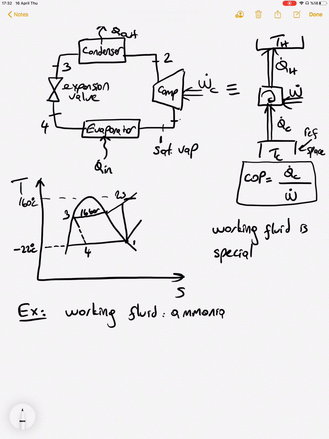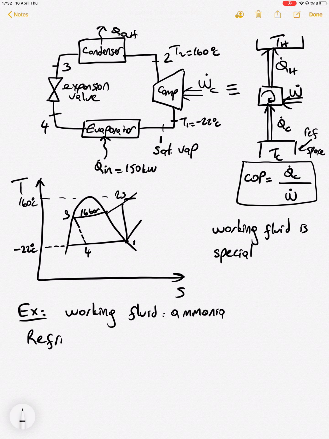We have here T1 is minus 22 degrees Celsius, and T2 is 160 degrees Celsius, and Q in is equal to 150 kilowatts. So this is the refrigerating capacity.